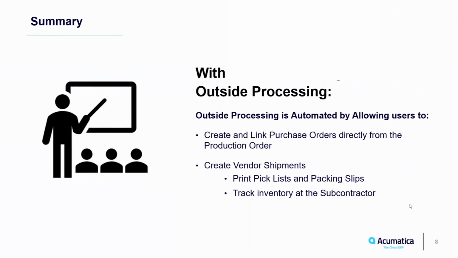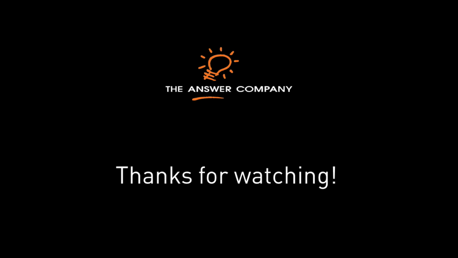In summary, with outside processing, users have a much more automated way to process outside process operations. Purchase orders can be created and linked to the production order and viewed on the production order details. With the vendor shipments form, users can create shipments, print pick list and packing slips, and track the inventory that is at the subcontractor.